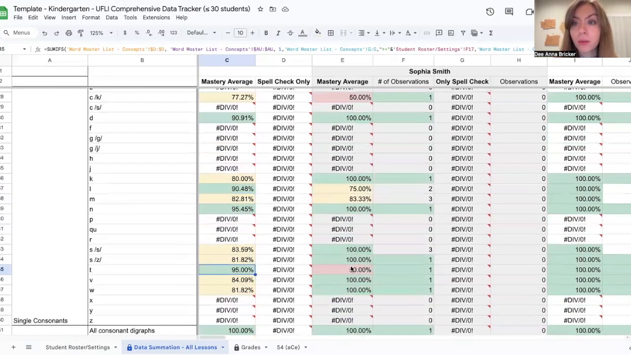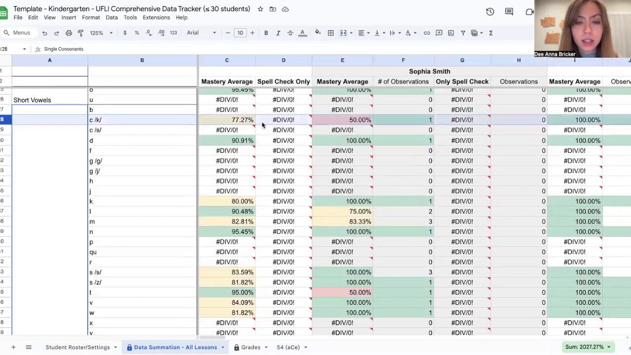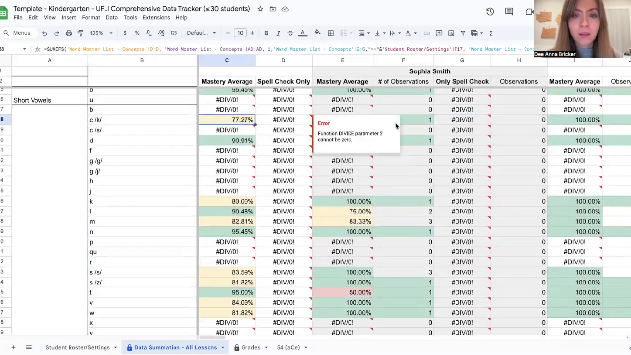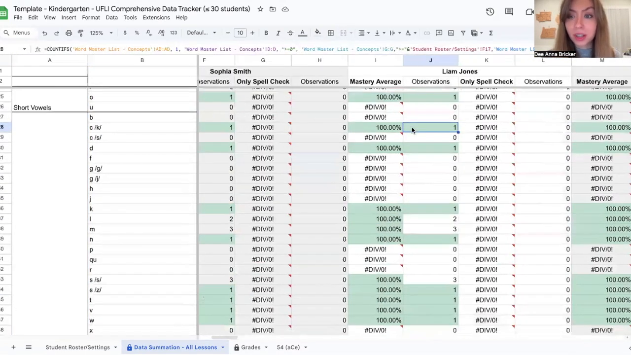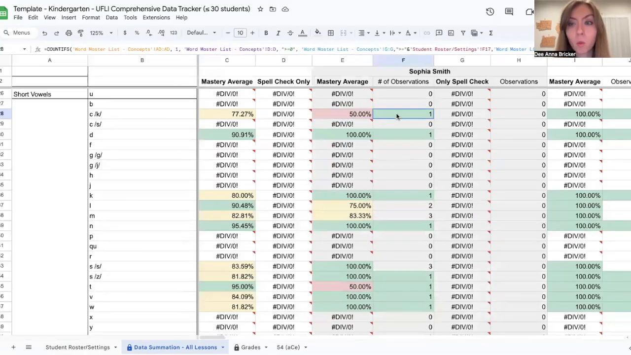The other thing to note about the data you collect is look at how many observations you have. So this is like this C says /k/. I have one observation per student, it appears. That class average might be a little bit more accurate because I have like six observations, or I think 11 in this set. But if I'm just looking at Sophia, I am not going to feel that confident that she doesn't know /k/ yet. I only have one example.